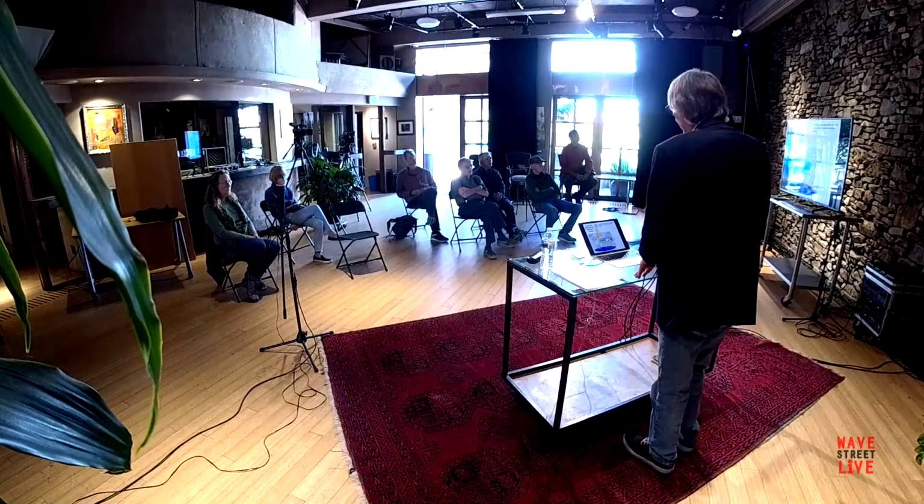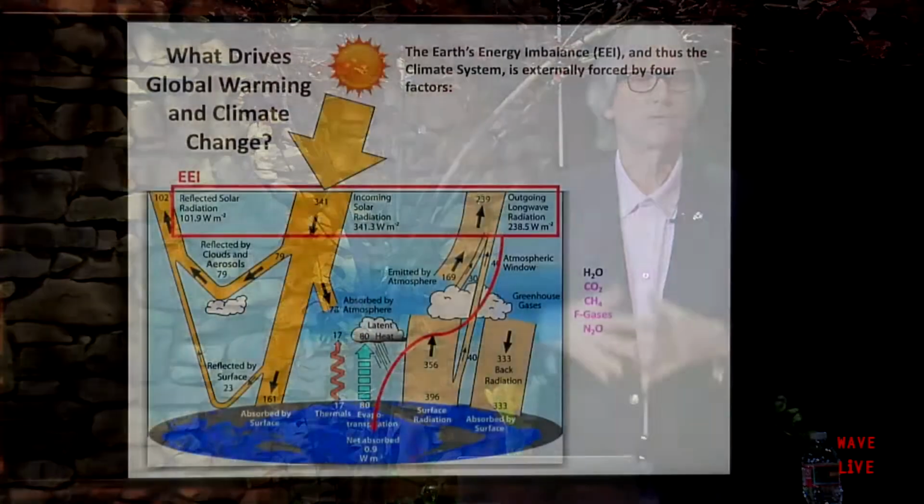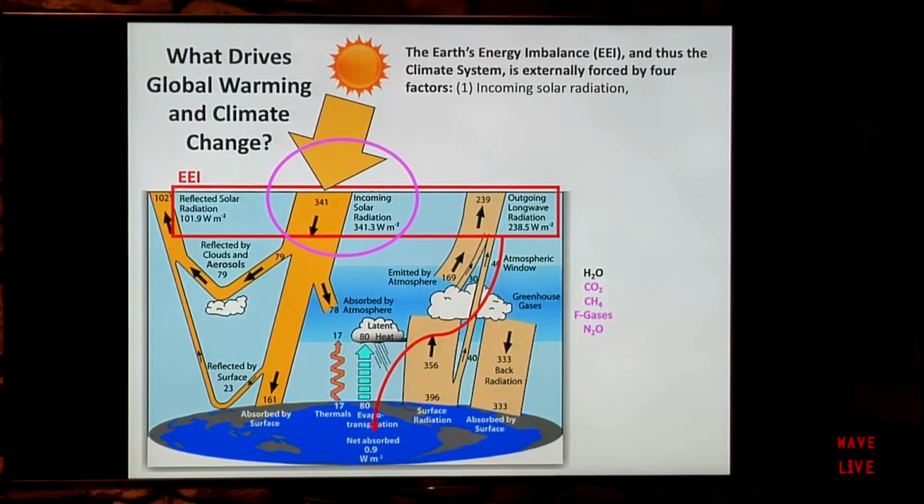So the Earth's energy imbalance, and thus the climate system, is externally forced by four factors. When I say externally forced, I'm talking about forcing that is external to the climate system. And these four factors are the sun. The sun can cause the Earth to warm. The sun's radiance fluctuates over time. There's the 11-year sunspot cycle. But there's also longer trends in total solar irradiance. That's the heat coming from the sun. And that will certainly affect the climate.